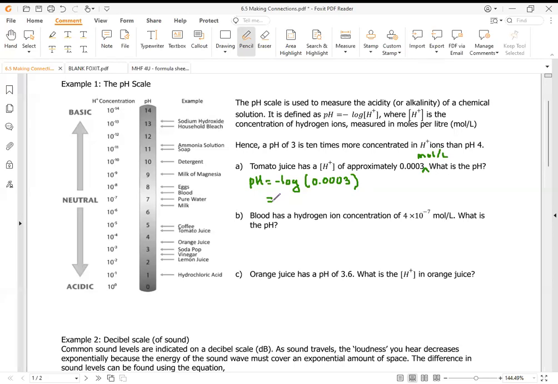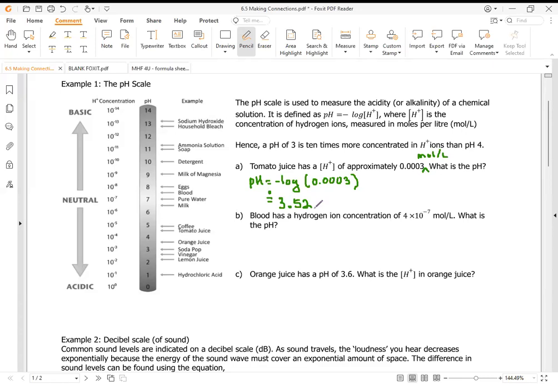Even if you don't understand what's going on, you can at least follow along how plugging into the equation or plugging into the formula is not that difficult. Log of 0.0003. The pH would be approximately, let's do 2 decimal places just to start, 3.52. And pH doesn't have a unit.